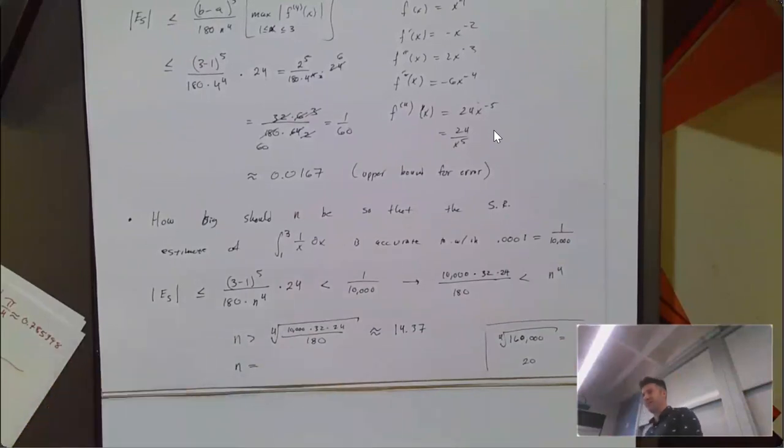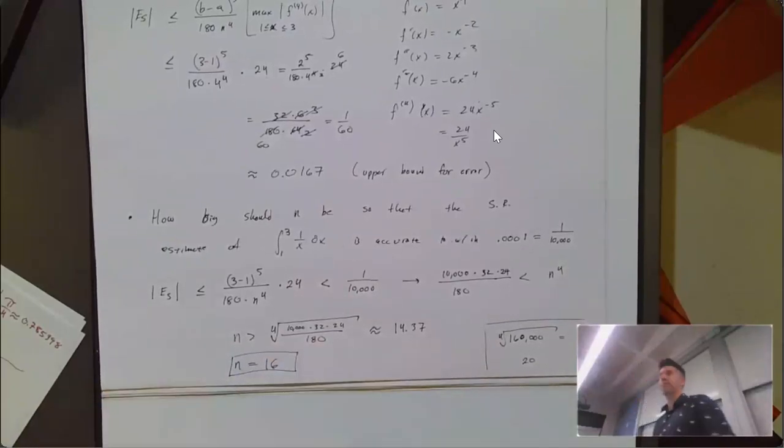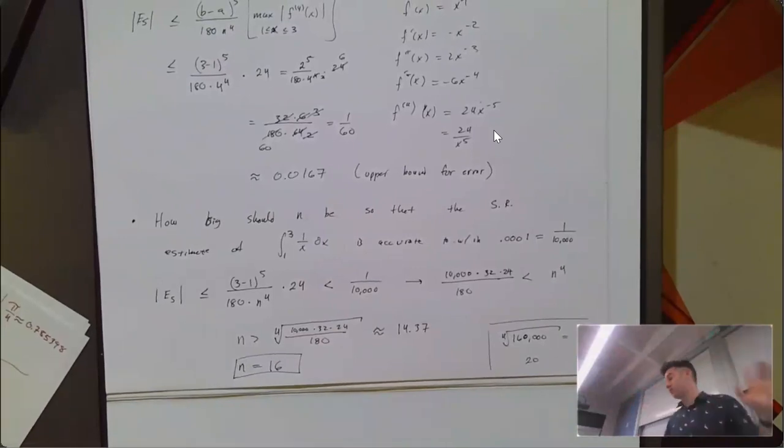Aha, that's where I've tricked you. People will always try to make this happen. If they ask you a Simpson's rule error question, and they ask how big n has to be, they're almost always going to make it so you get something a little bigger than an even number. So you have to go up to the next even number. So we have to pick n equal to 16 for Simpson's rule. If this was trapezoid instead, I would go up to 15. But since it's Simpson's rule, we have to go up to 16. So just remember, Simpson's rule is always even.